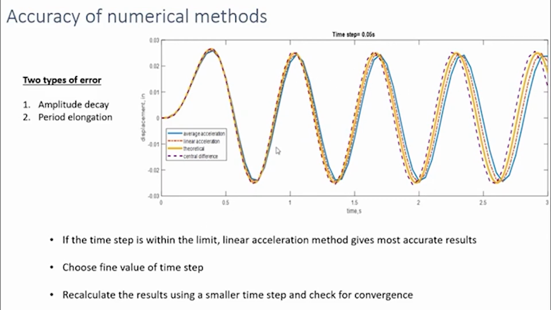And so when we are doing a numerical analysis, we need to choose a finer value of time step. So we can choose the smallest time step we can afford to choose, and once the response is calculated, we can repeat the calculation using a smaller time step and check whether both the results are converging or not. That is one check to assure that we are using the right time step.